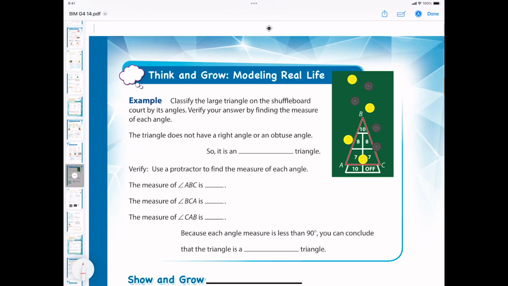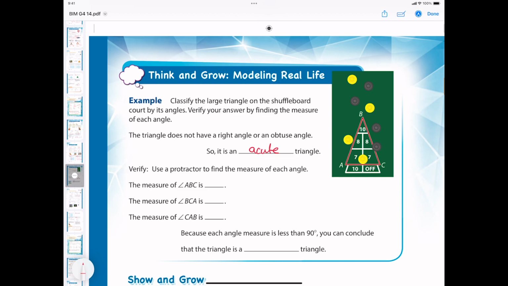Okay, move on. Classify the large triangle on the shuffleboard court by its angles. Verify your answer by finding the measure of each angle. The triangle does not have a right angle or an obtuse angle. That means what? It is an acute triangle. Now verify. Use a protractor, okay? Have your protractor with you to find the measure of each angle. I'm not gonna show you how to measure it because by this time you're supposed to be familiar with this protractor, okay? Now use a protractor.